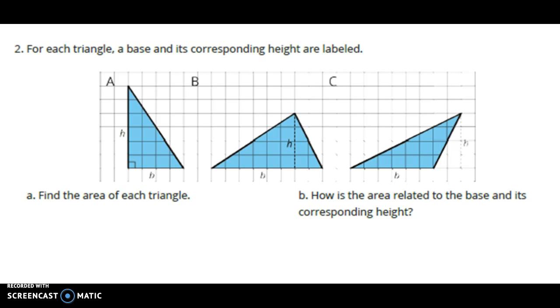2. For each triangle, a base and its corresponding height are labeled. Find the area of the triangle. How is the area related to the base and its corresponding height? That's okay.